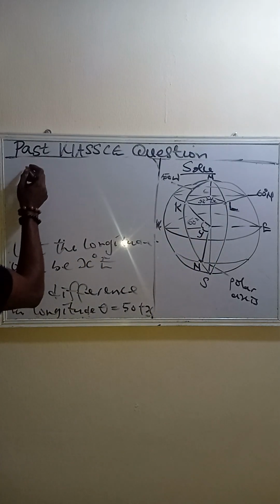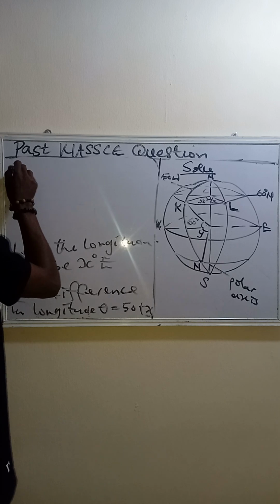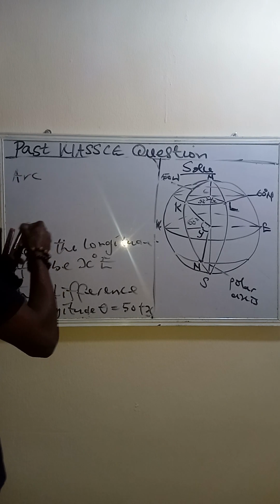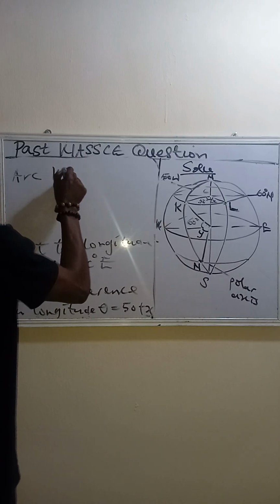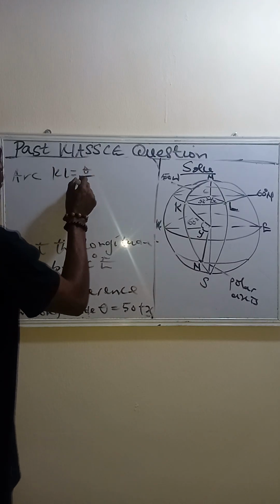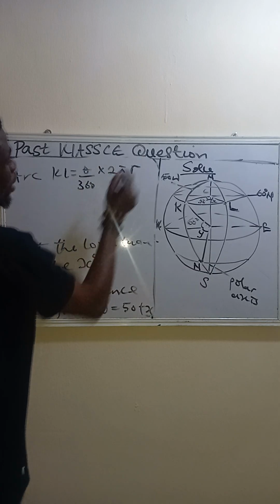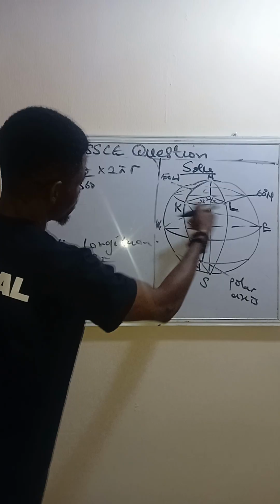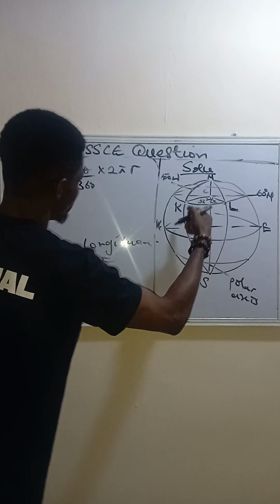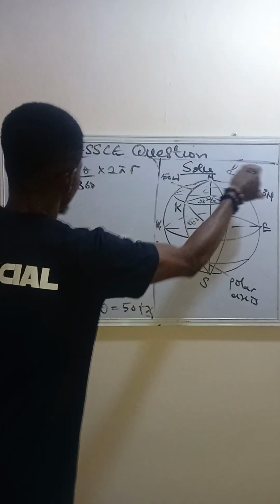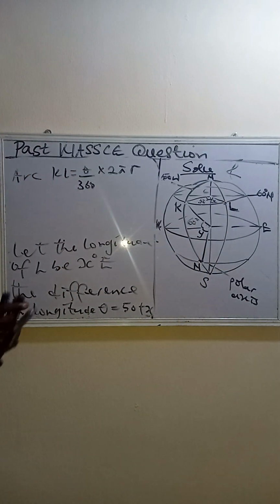Okay? So in that case, we are going to have arc KL, which is theta over 360 times 2 pi small r. Why is it small r? Because we are operating under latitude. But when we are operating under longitude, we consider our r to be this. Okay?